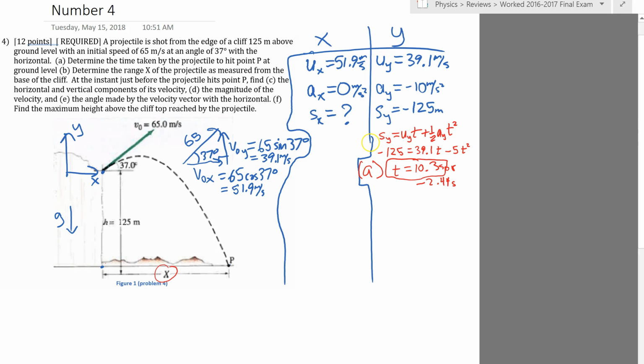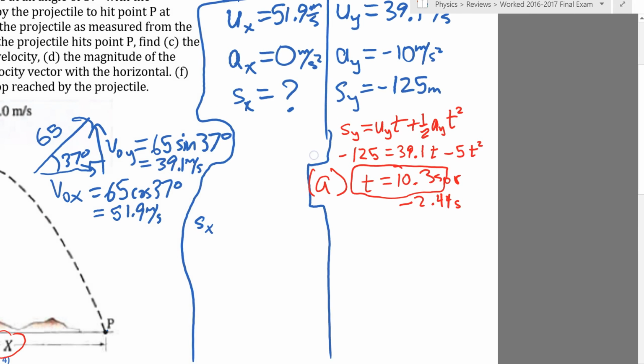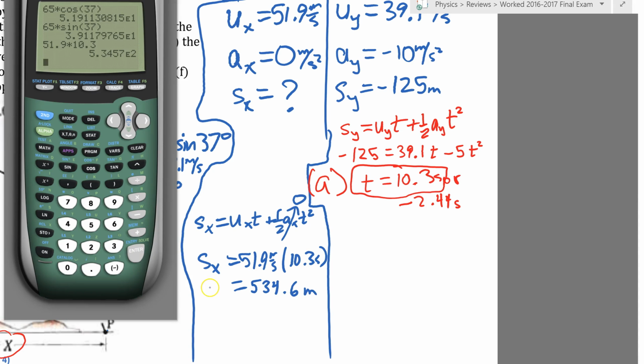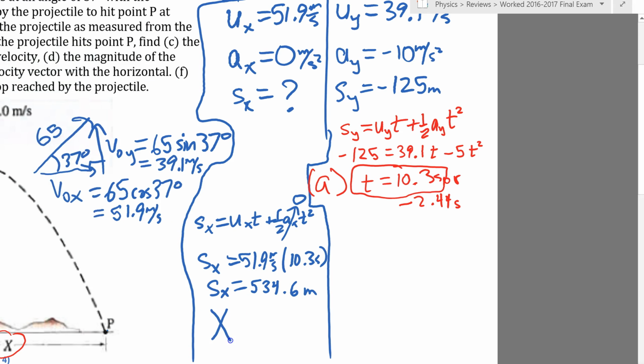You can still use Sx equals uxt plus 1/2 axt squared. It's just that it will immediately reduce because there is no acceleration in the x direction. So the displacement in the x direction will be 51.9 meters per second times the time that we just found, 10.3 seconds, which is 534.6 meters. That's the displacement in the x, which in this problem is also called x, 534.6 meters. That is the answer to B.